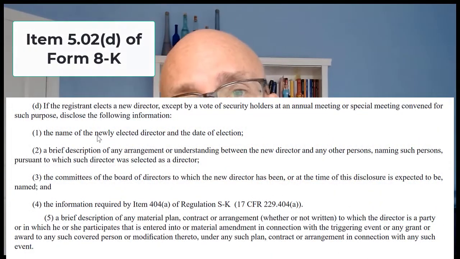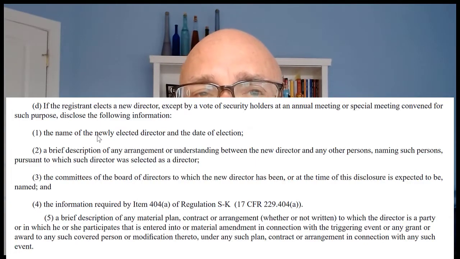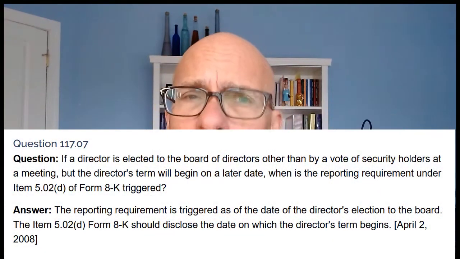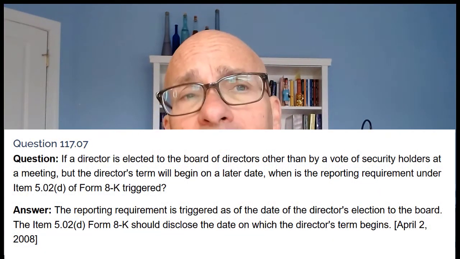If a director is appointed outside of the shareholder meeting process, a Form 8-K is required to be filed, and Item 5.02(d) of Form 8-K requires these five things in that 8-K. One, the new director's name and the date of the appointment. This date literally is when the director is appointed by the board, not the date on which the director goes to their first board meeting. As noted in this CorpFin staff interpretation, this appointment date is important because it's the triggering date for when the 8-K is required to be filed, within four business days of the appointment date.